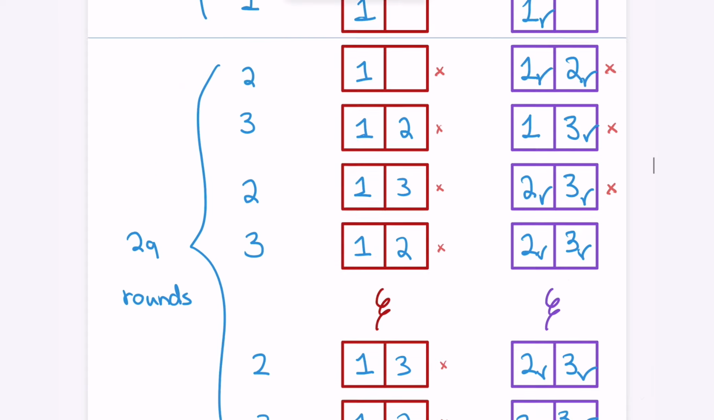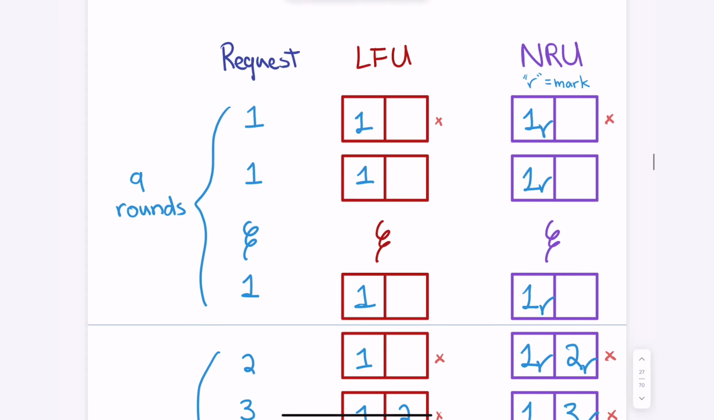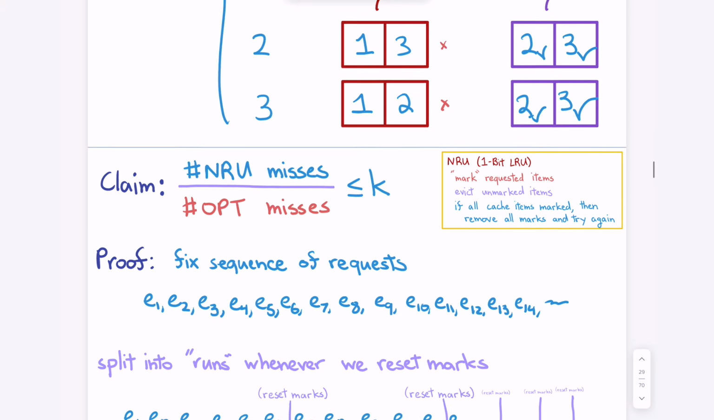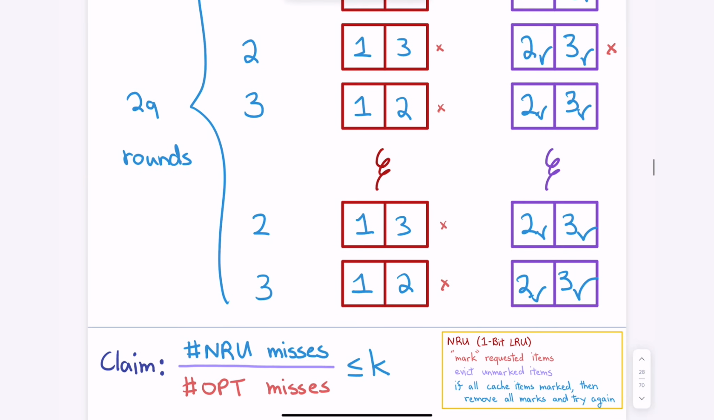Okay. And here we made 1, 2, 3, 4 mistakes, and opt will make 3 mistakes. Okay, so that's a 4/3 ratio. Okay, good. All right, so now let's prove this claim that we're going to get at most k times as many misses. Yeah.